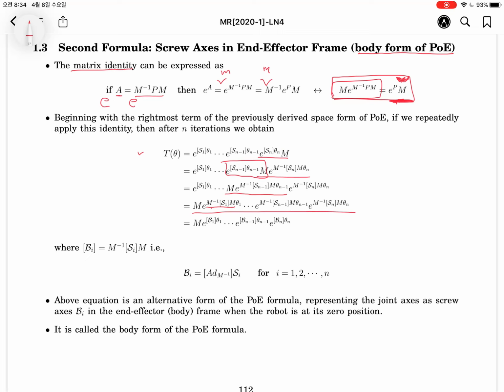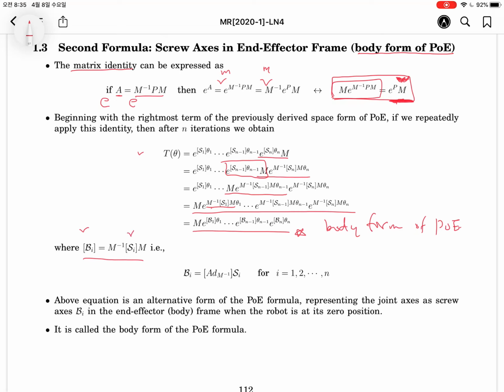Okay, for the simplification, let's assign M inverse S M as B. Actually, it has a physical meaning. It is the screw axis in the body frame, not the space frame. Anyway, let's assume B as M inverse S M. So, using this definition, we can write down the very simple equation. It is called the body form of POE.